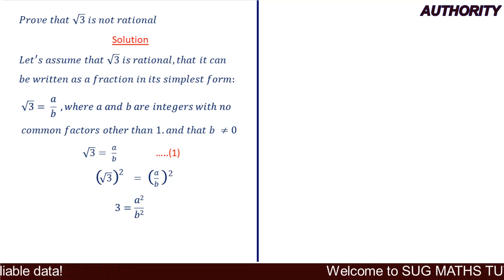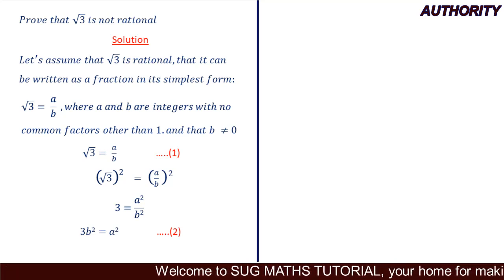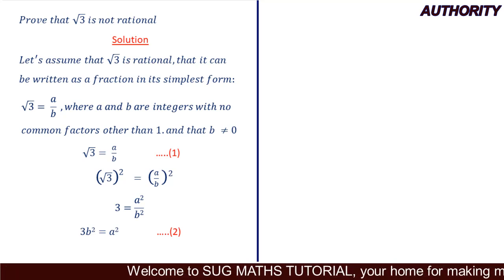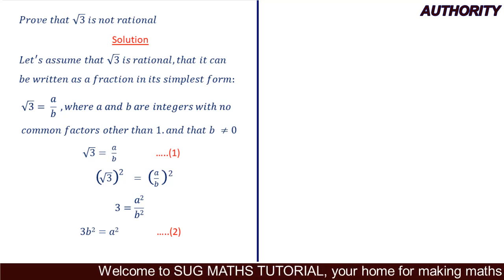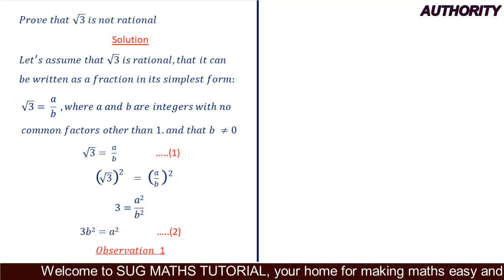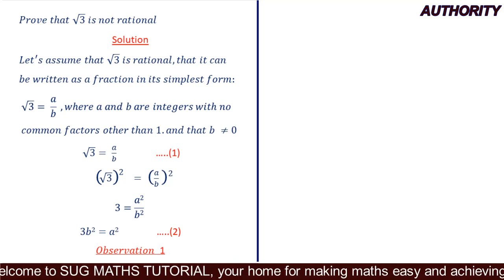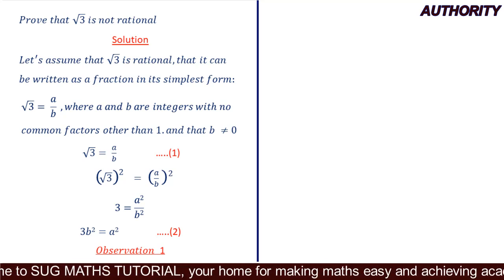From here, we can easily cross multiply. So when we cross multiply, we are going to have 3b squared is equal to a squared. 3b squared is equal to a squared. Now please pay attention to what we are going to do again. We are going to have an observation 1. What do we observe here? But before I give you this observation, let me show you something.